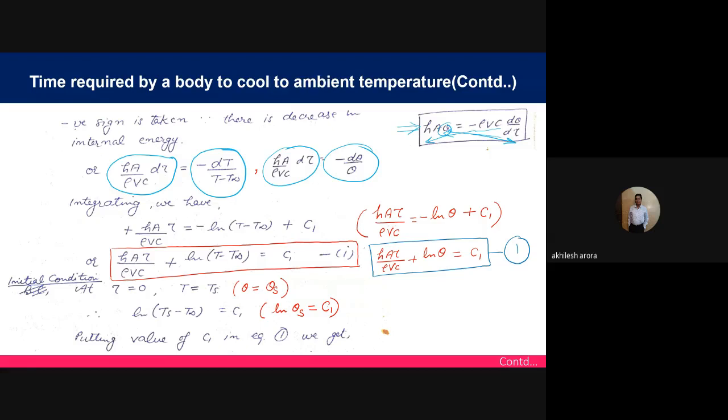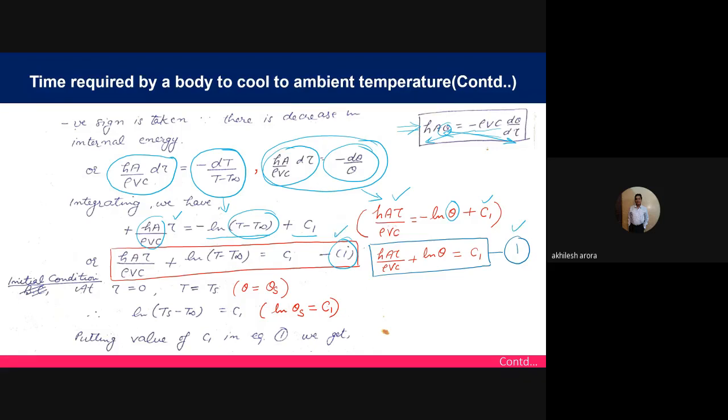So let us see, now we can integrate this particular equation. If we integrate this equation, we will get hA over rho V c into tau, and here we will get minus log of (T minus T infinity) plus c1. Okay. And if we had been using the equation where we consider T minus T infinity as theta, we will get the same equation. The left hand side is still the same. In place of T minus T infinity, it is theta, plus c1. So no change actually. So this is equation number 1. You use this or use this, one and the same thing.